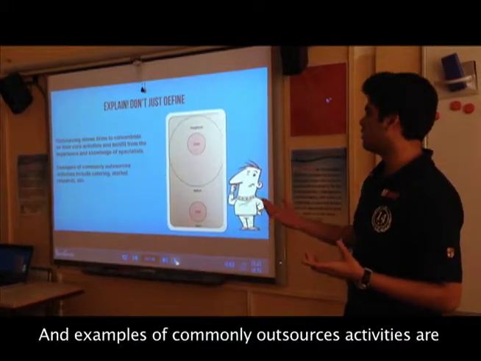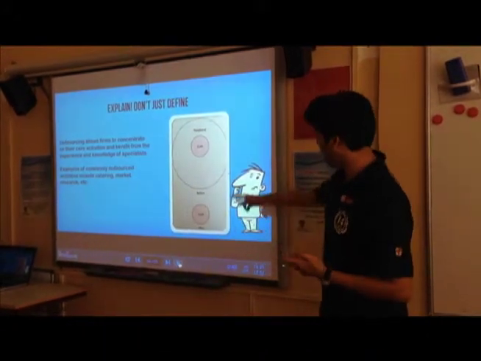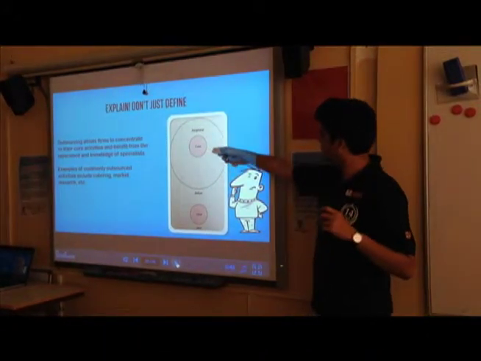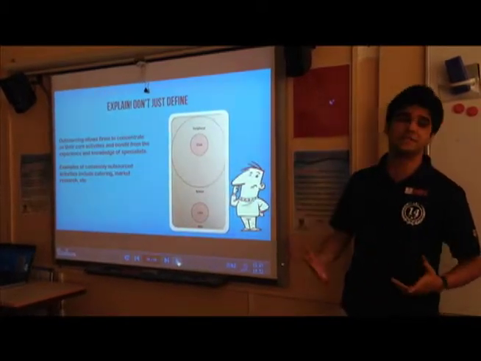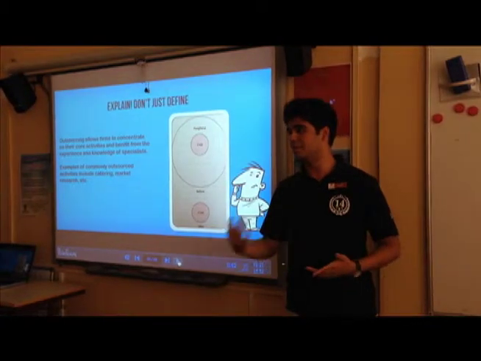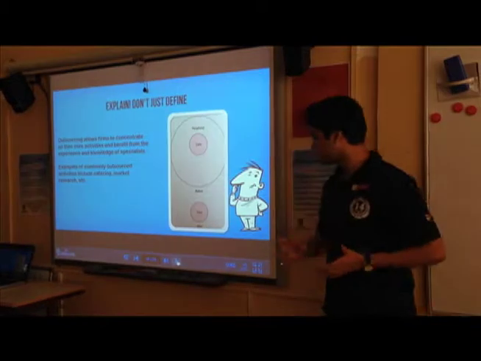And examples of commonly outsourced activities are catering, market research, call centers. And I think this picture, I got it from Maria's textbook. It shows it really nicely how peripheral activities that are not directly associated with the day-to-day running of the business are outsourced to another firm.